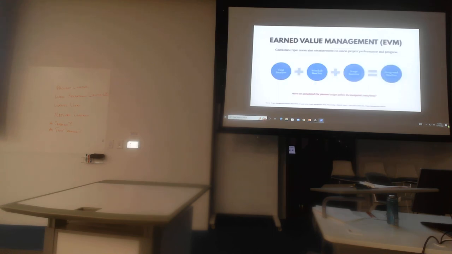And so earned value management can help us with that. Basically, we're combining triple constraint measurements to assess project performance. So we're looking at the cost baseline, the schedule baseline, and the scope baseline, all at the same time, in an integrated way, into an integrated baseline. And we're asking the question, have we completed the planned scope within the budgeted costs and time? So we're looking at all three of those constraints at the same time.